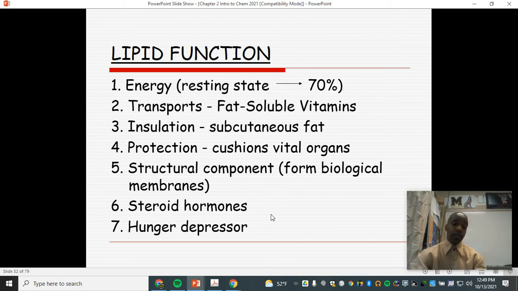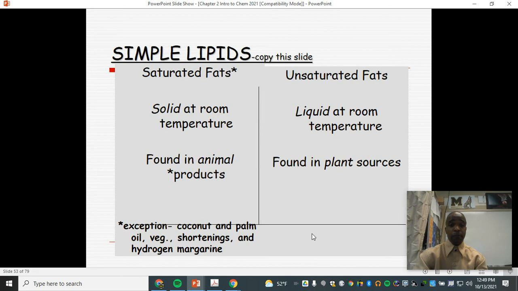The good thing about fat is if you have a little bit of fat in your lunch and dinner, it's going to make you feel full. So if you're eating more protein but you're not feeling full, you have to add a little fat to make you feel like you've eaten enough.